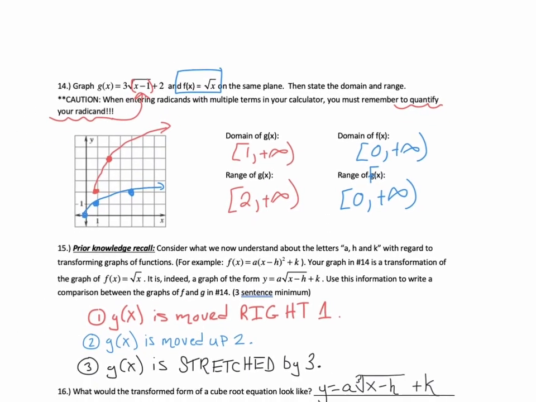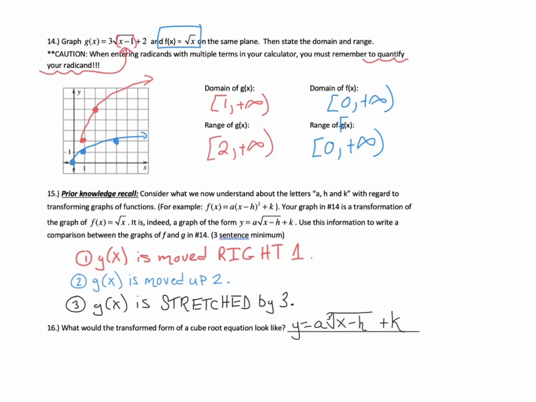Okay, as far as your prior knowledge is concerned, I wanted you to think about a, h, and k a little bit. And what you see in here is our standard form of our equation for today. We have y equals a times the square root of x minus h, plus k. And in general, what happened to this red graph? Well, it moved to the right 1 unit. It moved up 2 units. So every point moved to the right 1 unit and up 2 units. Right 1 unit for that first point, and then up 2 units. And then it was stretched by a factor of 3.